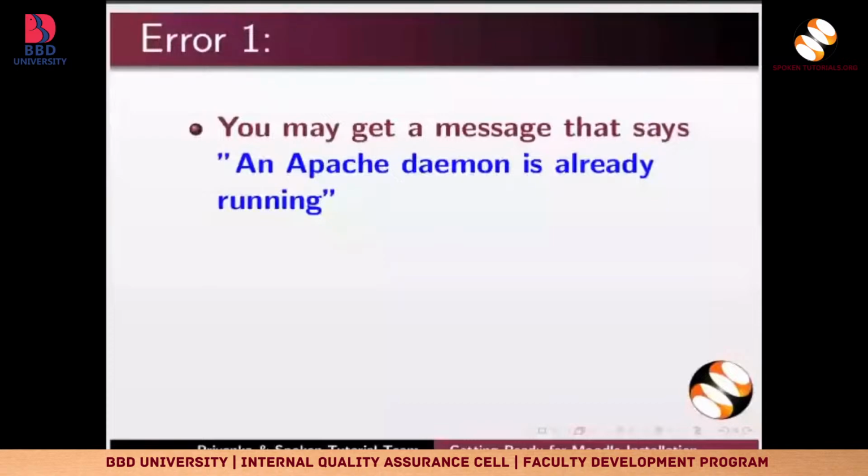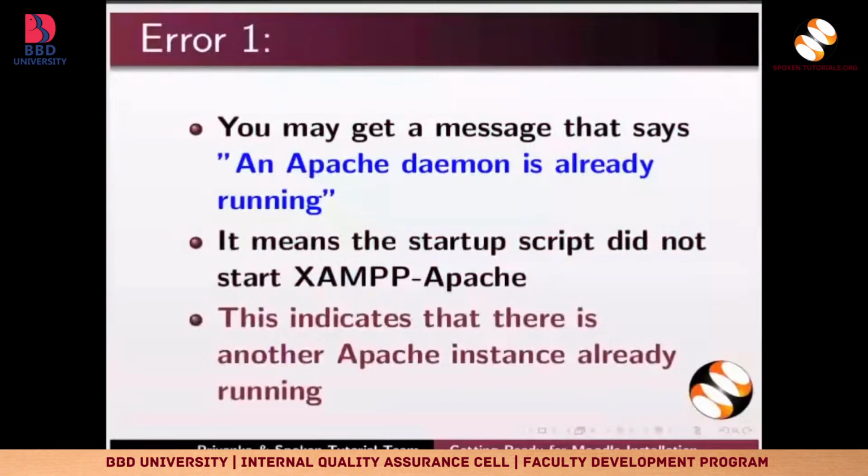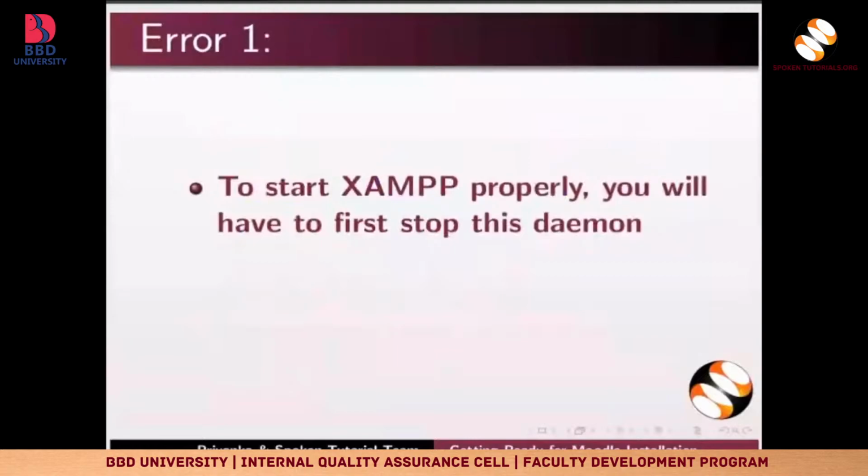You may also get other errors as shown here. You may get a message that says an Apache daemon is already running. It means the startup script did not start XAMPP Apache. This indicates that there is another Apache instance already running. You will have to first stop this daemon.